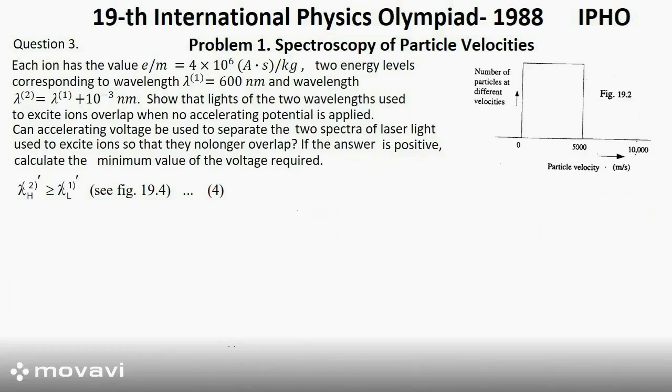When an accelerating voltage is applied, condition for the two spectra not to overlap: lambda H2 prime equal or greater than lambda L1 prime. See figure 19.4. Expression 4. Keep in mind that lower energy means longer wavelengths and vice versa. From condition 3 we have lambda L minus lambda H equal V over nu star. Expression 5, lambda Ln prime minus lambda Hn prime. The meaning of this equation is if the velocity of the ion is V, the wavelength which the ion sees is lambda L, when lambda H is the wavelength which the ion of zero velocity sees.